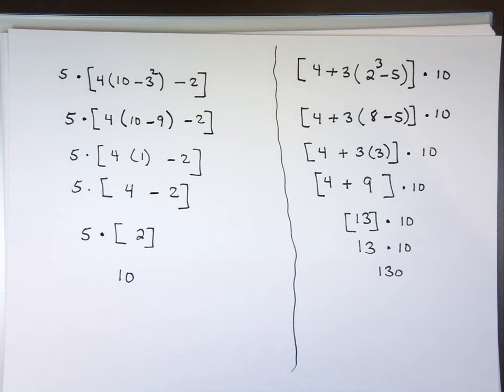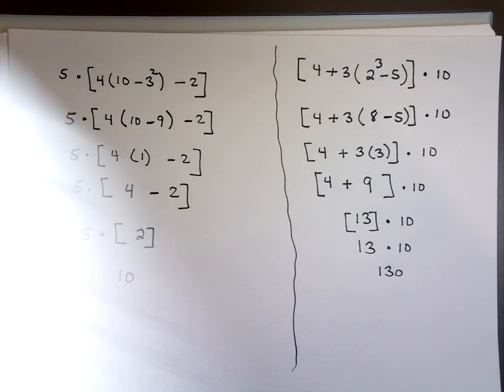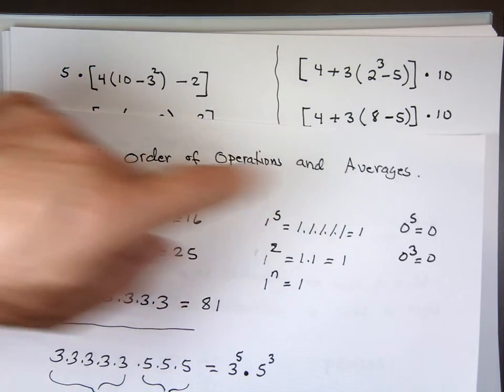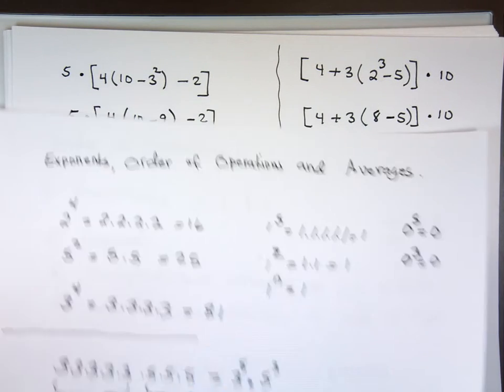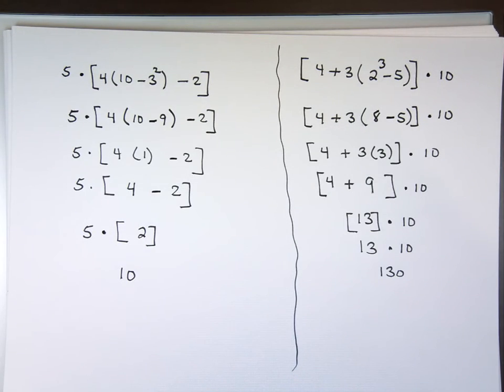We have one more topic in this section because our book says we're going to talk about exponents, order of operations, and what? Averages. So let's talk about averages. Average. Another word for average, anyone knows what we call the average? There's another word for it. Yes, mean.